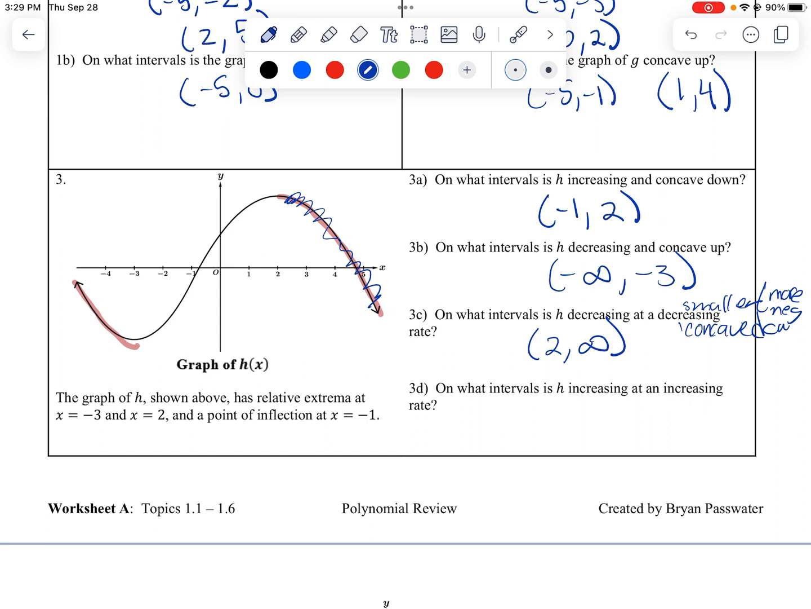And on what intervals is it increasing at an increasing rate? So right here in this blue, it's increasing. And where is it increasing faster? Well, that would be right here, because increasing at an increasing rate means it's concave up. So that would be from -3 to -1.